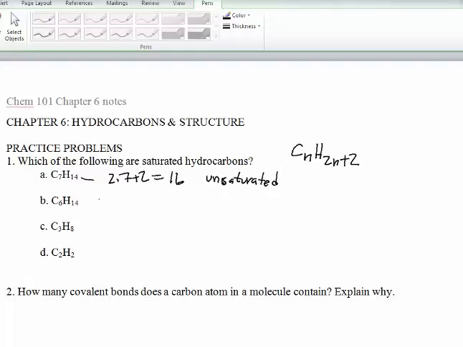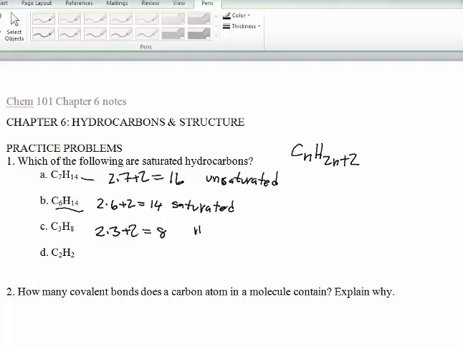C6H14. If N equals 6, 2 times 6 plus 2. 2 times 6 is 12, plus 2 is 14. So this indeed is saturated. And sometimes we'll abbreviate saturated just SAT. C3H8. N equals 3. 2 times 3 plus 2. 6 plus 2 is 8, so this one is also saturated.